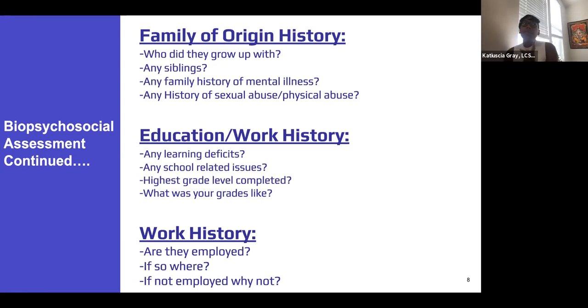Now, look at this with caution, because if we're seeing someone under 18 years old, we are mandated reporters. And we need to disclose to them that we are mandated reporters. So if they are saying that they were sexually abused and they are under the age of 18 and that perpetrator is still around or it wasn't disclosed, we have to, by law, report this. I know that's a hard thing, but by law, we have to report this.